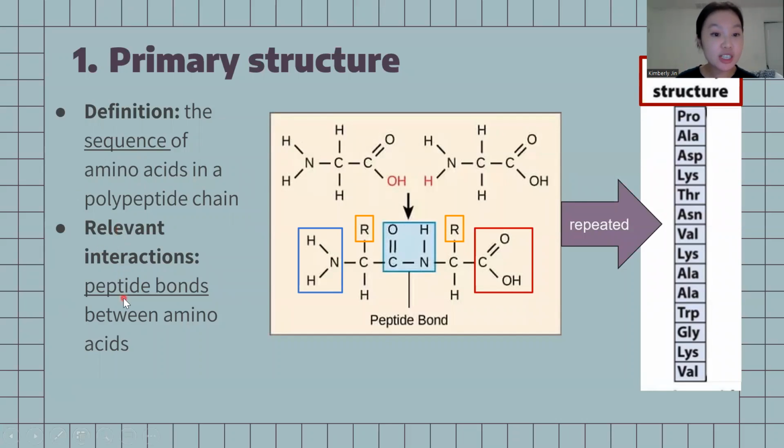So the relevant interactions here are peptide bonds between amino acids, and I show you what a peptide bond looks like here. In a dehydration reaction where we're losing H2O, two individual amino acids can be bonded together with a peptide bond. In this case, they're both glycine, where the R group is a hydrogen, but you can have a variety of amino acids strung together in that order, and that constitutes the primary structure.